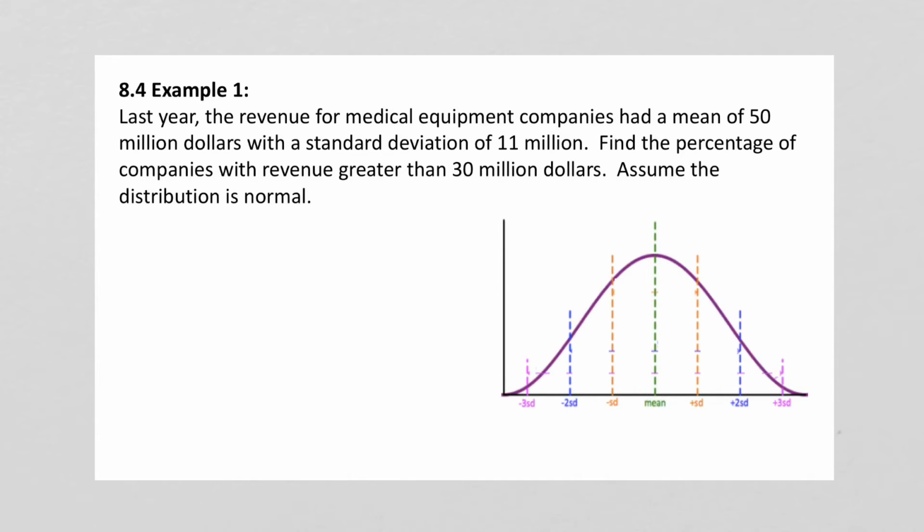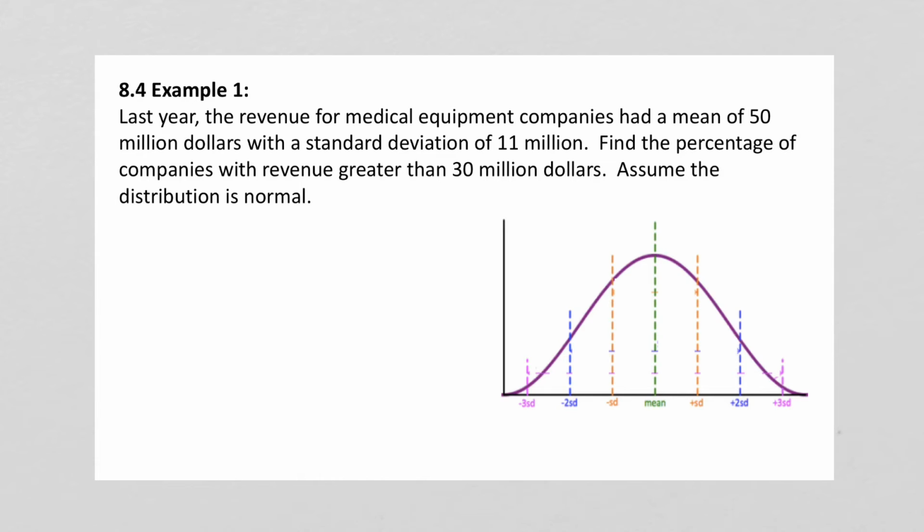There are actually 5 additional examples that I'm going to work for section 4. So you have plenty to go on here to help you. The first example says last year the revenue for medical equipment companies had a mean of $50 billion with a standard deviation of 11 million. Find the percentage of companies with revenue greater than $30 million. Assume the distribution is normal.